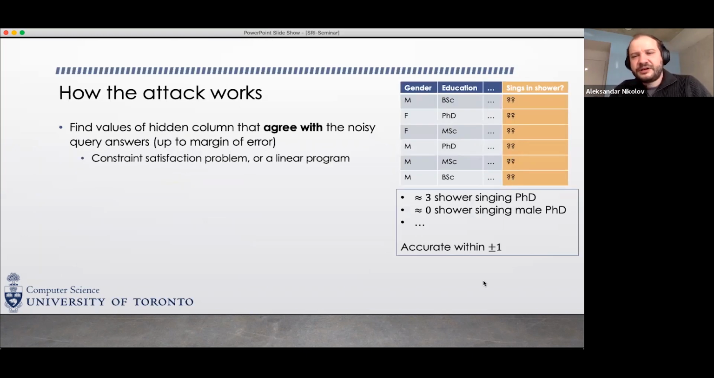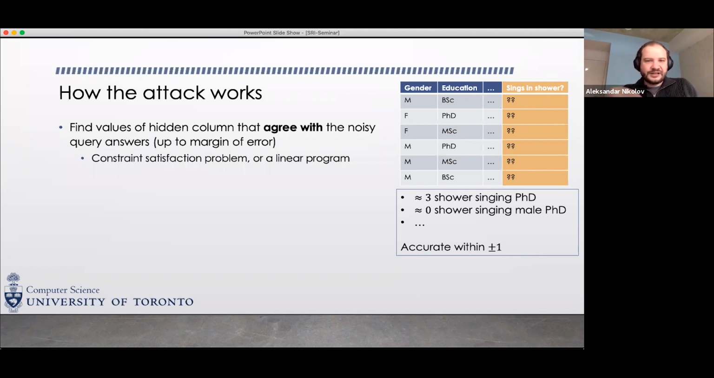Let me give a little bit more detail about how this kind of attack works, just to give you a little bit of intuition. So the attack is in fact quite simple. The details of how to make it computationally efficient can be less simple, but the idea is very simple. You have all these answers to these noisy counting questions that tell you, let's say, that approximately 3 people in the data set have a PhD and like to sing in the shower, and approximately 0, up to some margin of error, of them are male and so on. Let's say you have a bunch of these noisy answers.